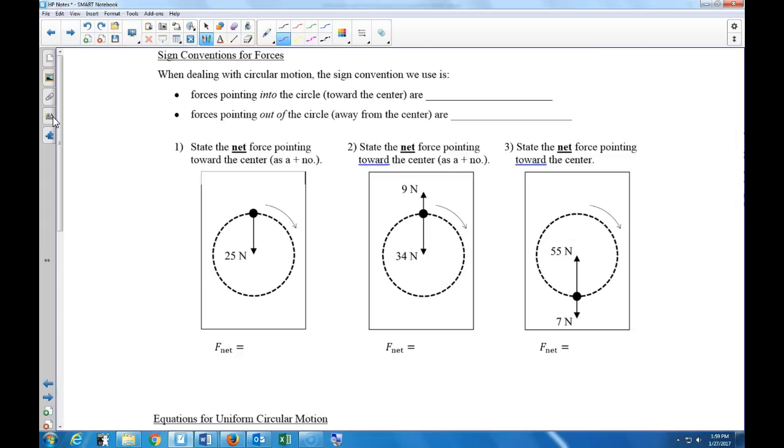Okay, so when we solve problems, you might think that up forces should be positive and down forces should be negative, like gravity should be negative. But that's not the case for circular motion problems. When we deal with circular motion, here's the sign convention we use. We're not using this anymore. Instead, we are going to say forces pointing into the circle are positive, and forces pointing out away from the center are negative.